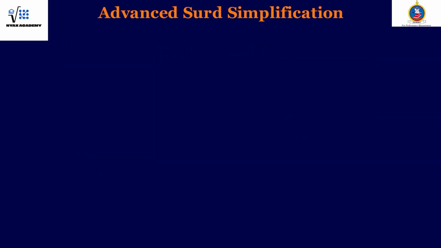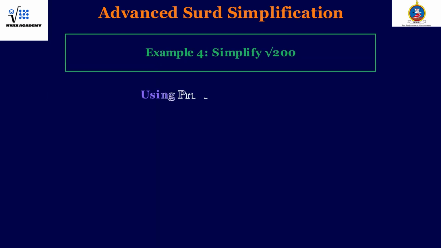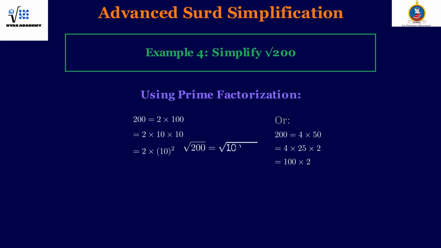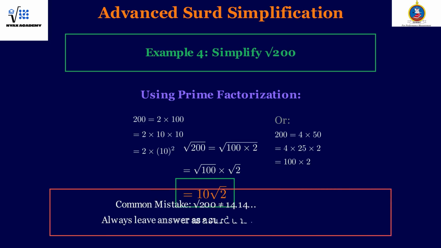Prime factorization is another technique you can use to simplify our surds. We are given the square root of 200, and the 200 can be written as 2 times 100. 100 can be broken down again into 10 times 10, so 100 is a perfect square. Or 200 is equal to 4 times 50, 4 times 25 times 2, which equals 100 times 2. We can find the square root of 100, so we simplify to the square root of 100 times 2. The square root of 100 is equal to 10, so our final solution will be 10 square root of 2. If the question hasn't asked you to leave your answer in decimal, you are advised to always leave your answer in surd form.